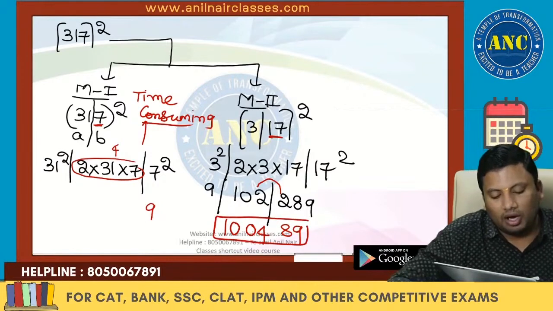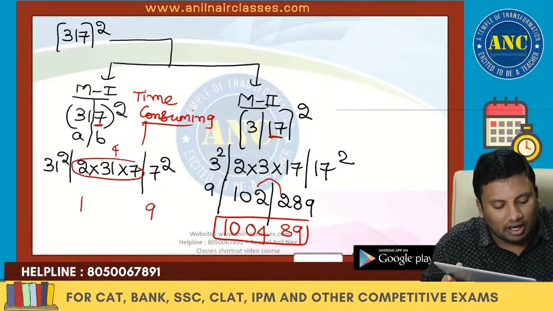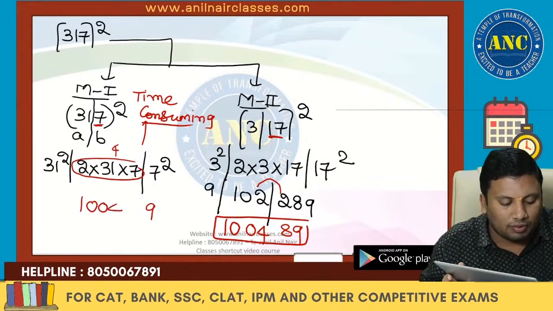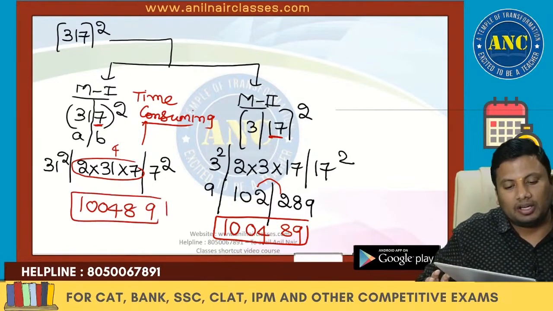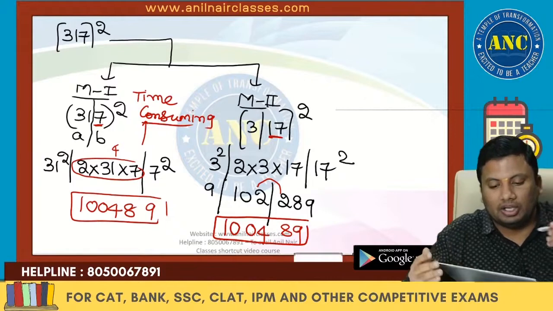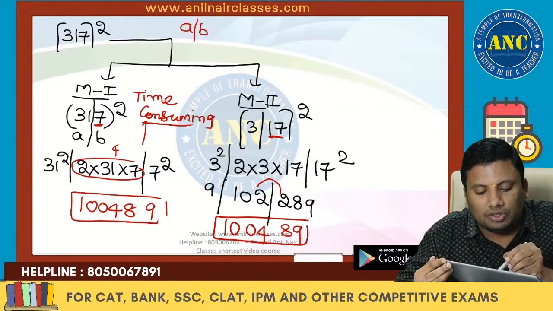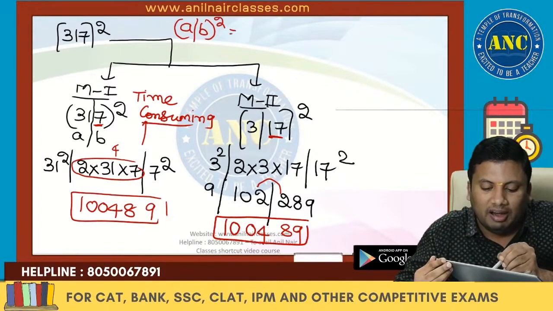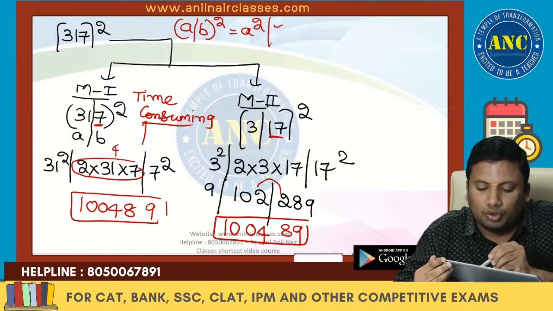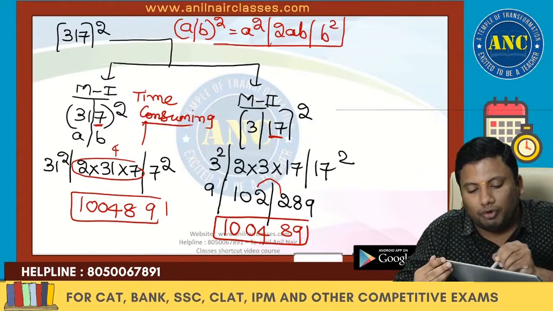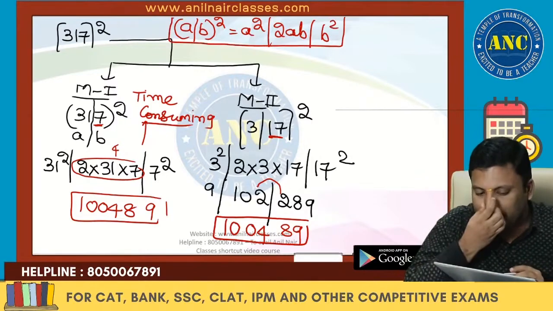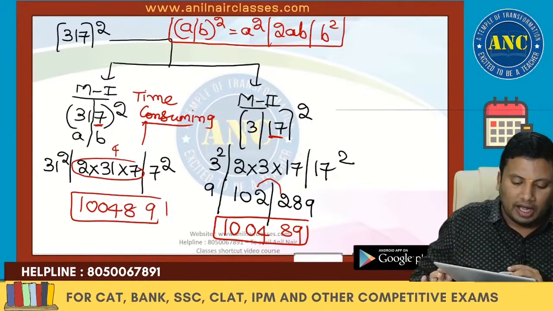Answer is 1000489. Here also if you solve, you will get 1000489. The idea is to understand how to use a plus b whole square in finding the square of a 2-digit number. Then we are scaling up to 3-digit number, 4-digit number, 5-digit number. I hope it is clear.